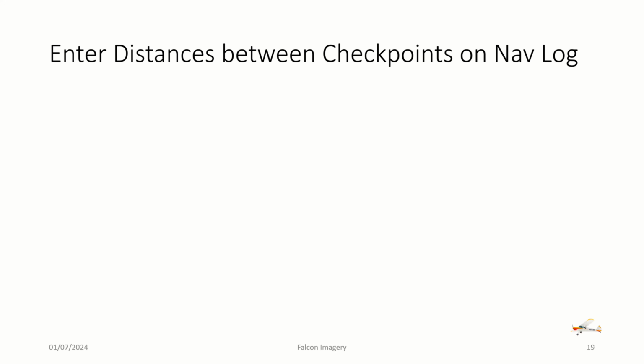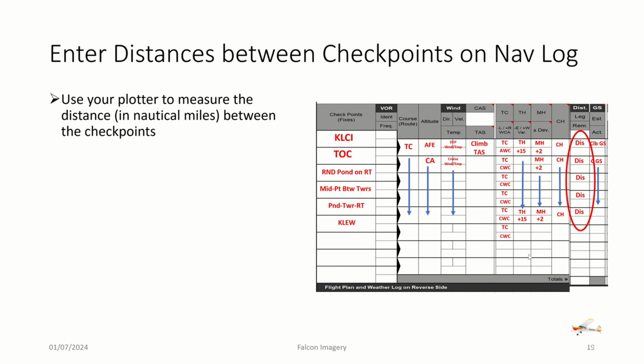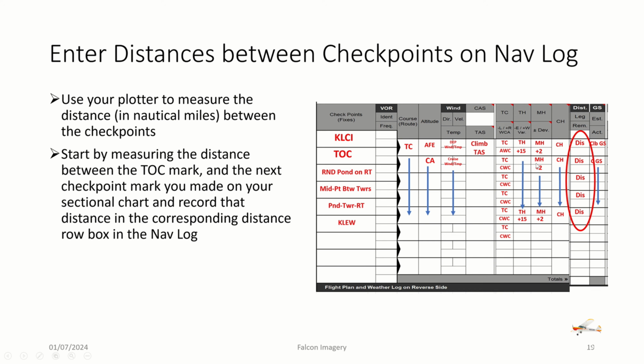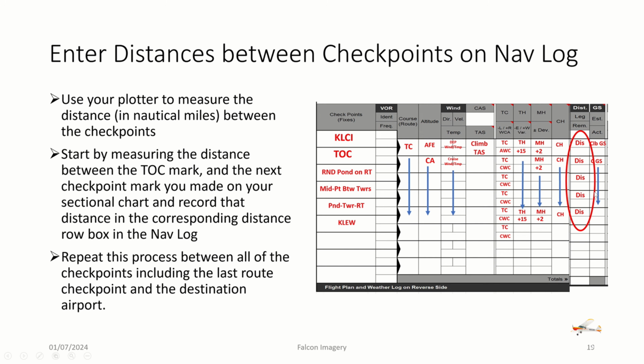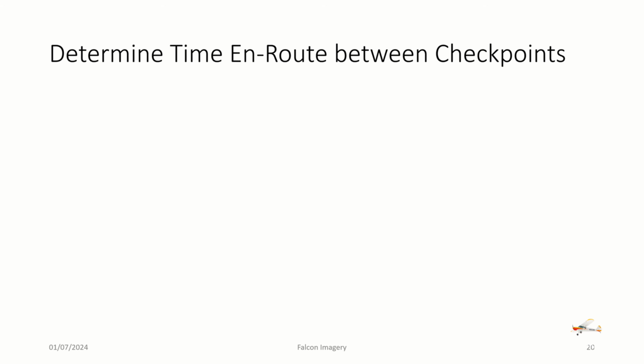Enter the distances between the checkpoints on the nav log. So over here, use your plotter to measure the distance in nautical miles, not statute miles, between the checkpoints. And I've got them listed in here. Start by measuring the distance between the top of climb mark and the next checkpoint mark you made on your sectional chart, and record that distance in the corresponding distance row box in the nav log. And what we see here in the circle. Repeat this process between all of the checkpoints, including the last route checkpoint and the destination airport.